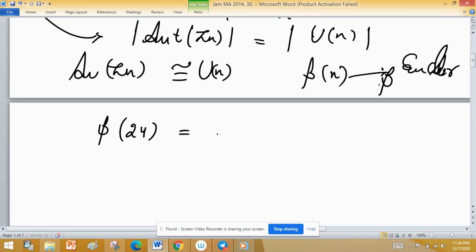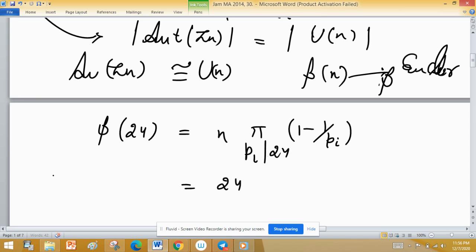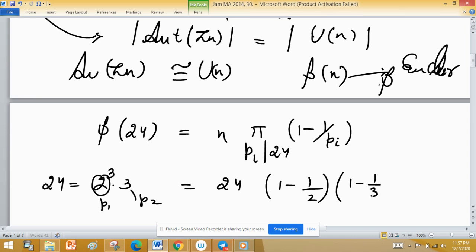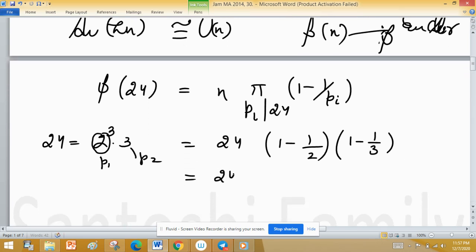Phi 24 can be evaluated easily by this formula: n times the product over all primes pi which divide 24 of 1 minus 1 upon pi. It means n is 24, and 24 can be written as 2 raised to the power 3 into 3, so this is p1 and this is p2. So the product will be 1 minus 1 upon 2 and 1 minus 1 upon 3. It means 24 times 1 upon 2 into 2 upon 3. 2 3s are 6 and 6 4s are 24, 4 2s are 8. It means the total number of isomorphisms is 8.